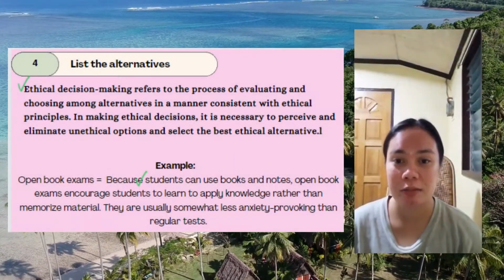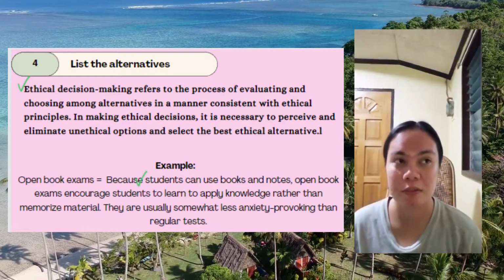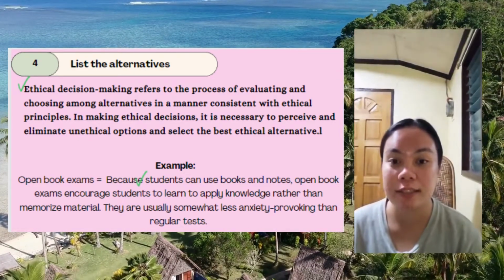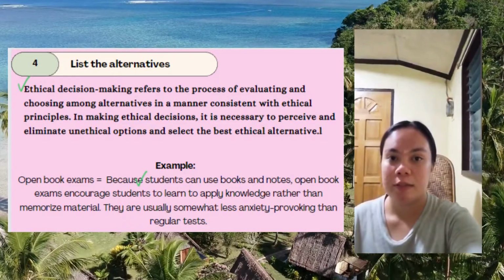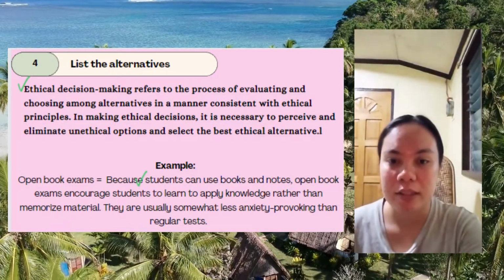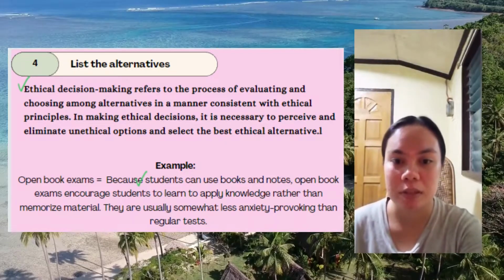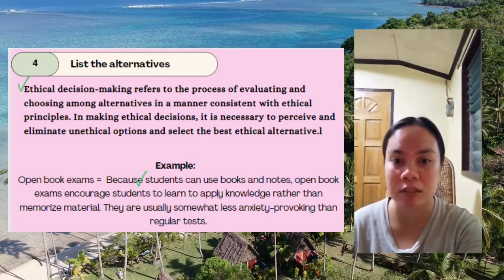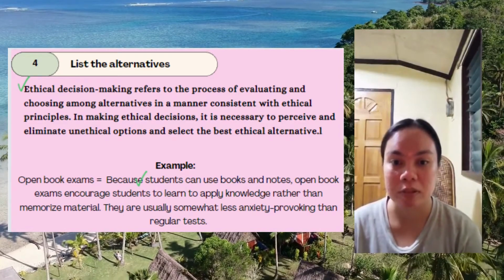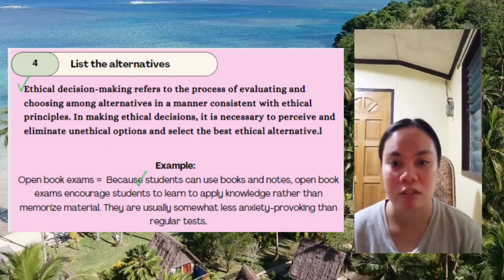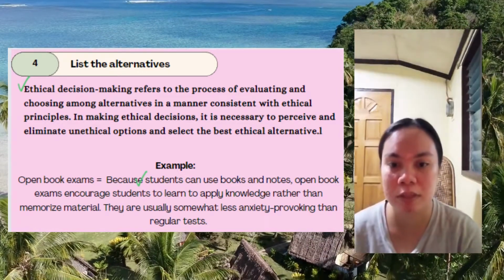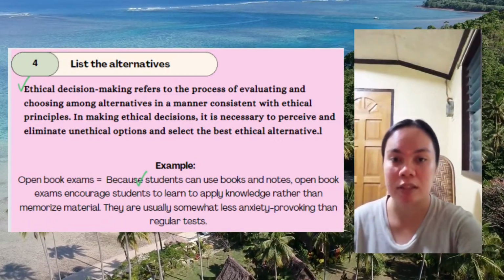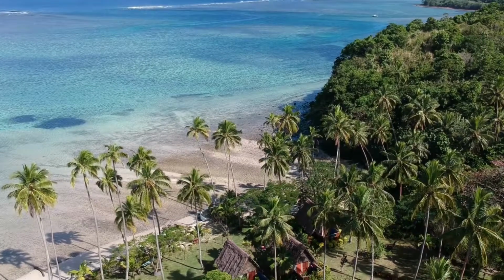Good day, sir. I am Shanri Nicholas and the 4th reporter of this group, and my topic is all about the list of alternatives. Ethical decision-making refers to the process of evaluating and choosing among alternatives in a manner consistent with ethical principles. In making ethical decisions, it is necessary to perceive and eliminate unethical options and select the best ethical alternatives.